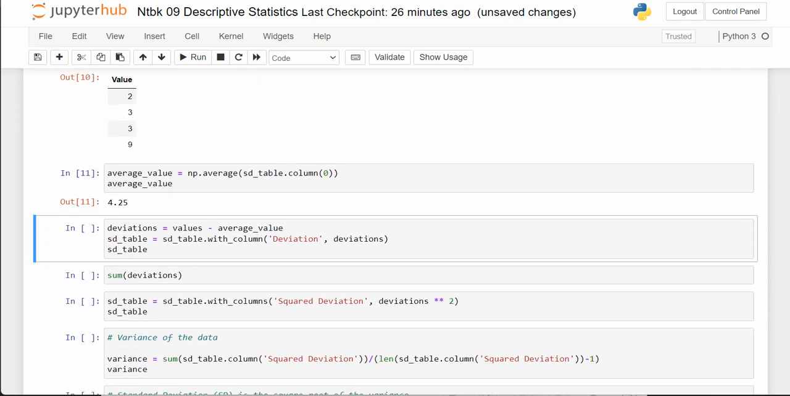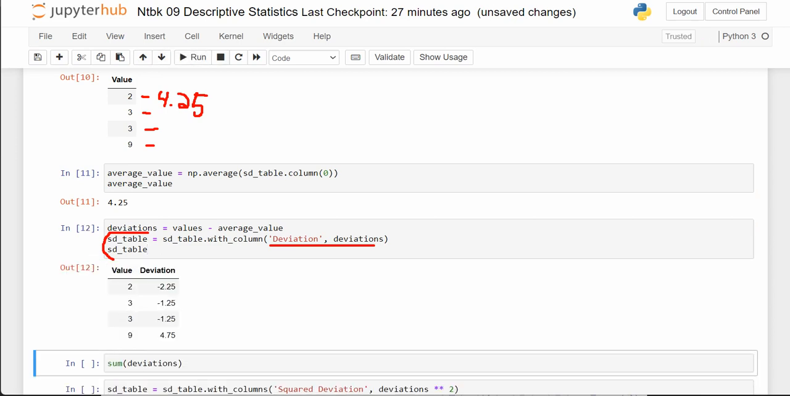Now deviations, values minus the average. So in other words, I take every single one of these numbers and I do minus 4.25. That's the deviation. So the deviation for the first data point is minus 2 1/4, the 2 minus 4.25. And I do that for the 3 and for the 3 and for the 9. And those are the deviations. So now we're creating a new table with the column deviations. All right, let's see what that looks like. Let me run this cell.